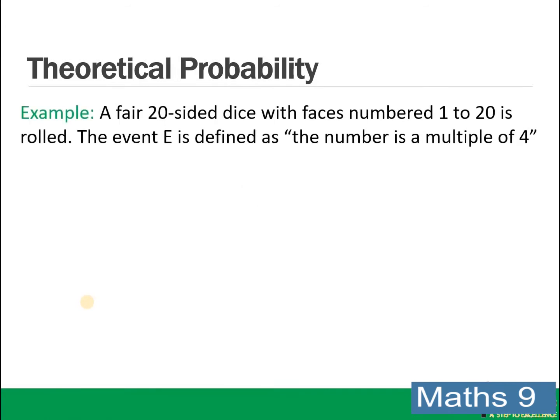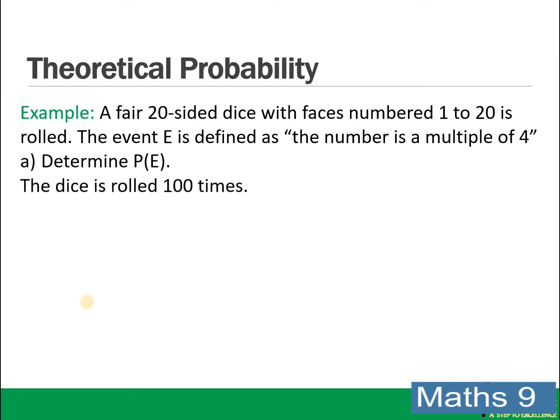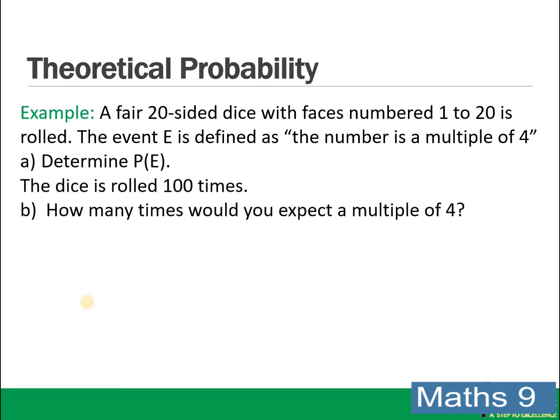Here's an example. A fair 20-sided dice with faces numbered 1 to 20 is rolled. The event E is defined as the number is a multiple of 4. Determine the probability of E. The dice is rolled 100 times. How many times would you expect a multiple of 4?